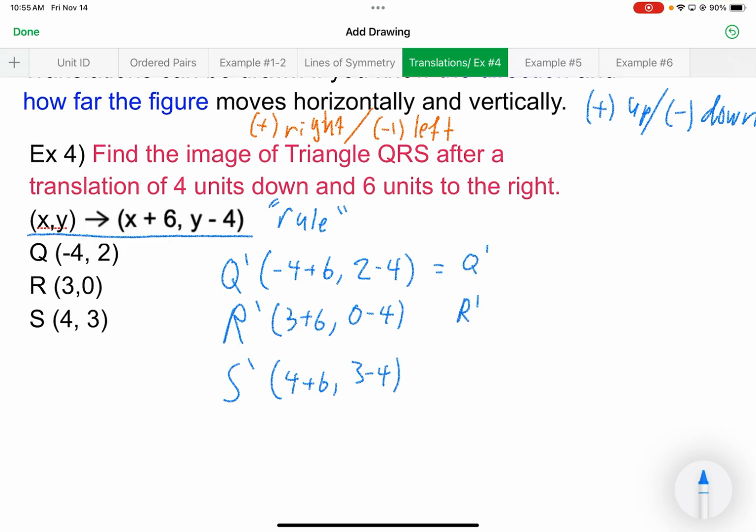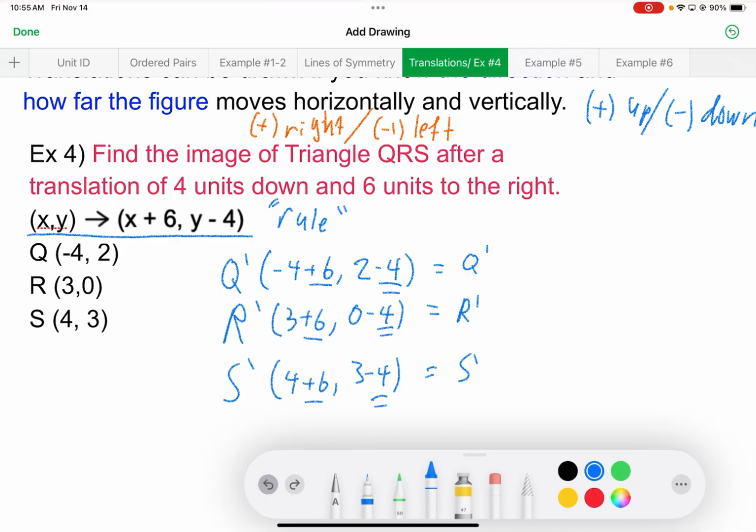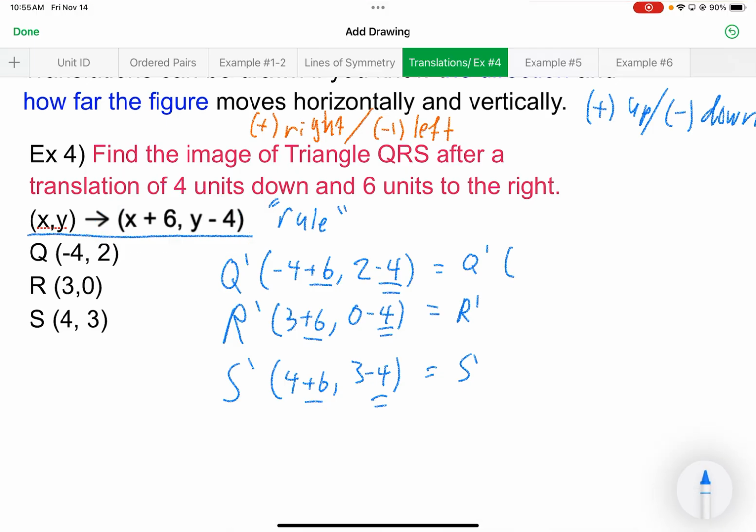I'm never going to show that step again, but I just want you guys to be abundantly clear where each one of those values come from, okay? So we added 6 to all of our x coordinates, and then we subtracted 4 from all of our y coordinates because that's what the rule said. All right, so then we just need to come up with those values. So then Q prime is going to be 2, -2. R prime would be 9, -4. And then S prime would be 10, -1.